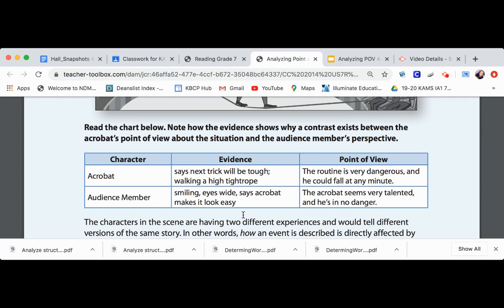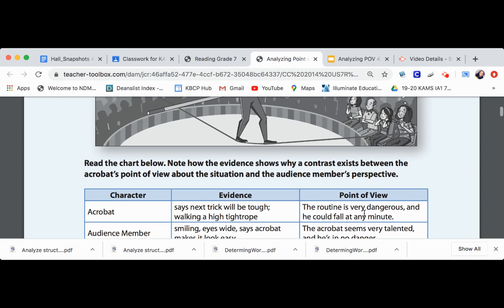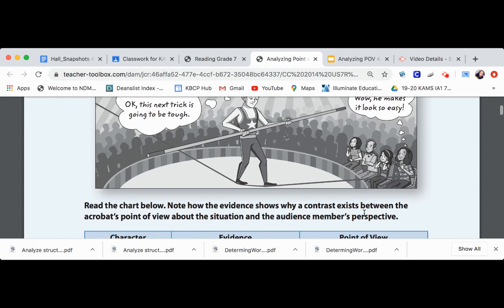While the audience member, she's smiling, eyes wide, says the acrobat makes it look easy. So her point of view would be that the acrobat seems very talented and he's in no danger. See how that was told differently based on who it came from?